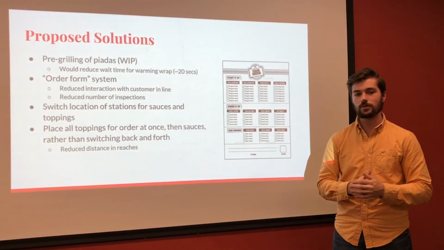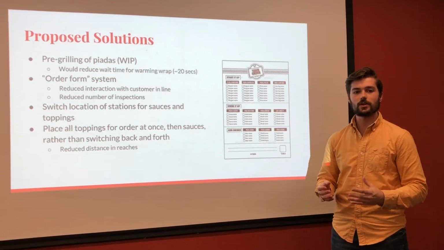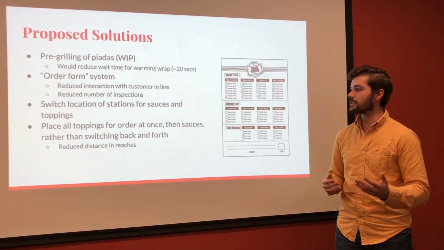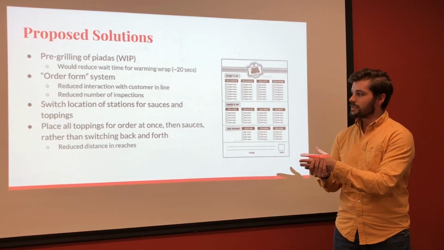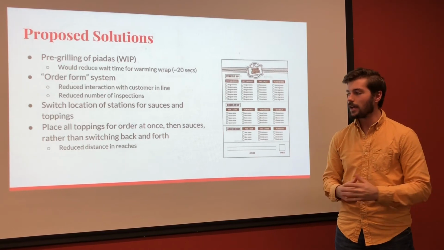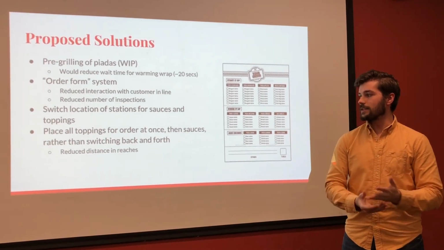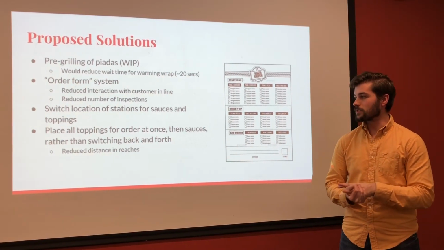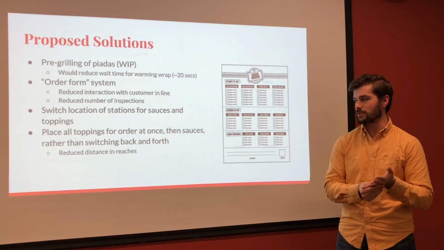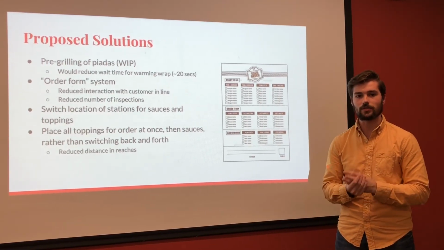Another proposed solution was to switch the locations for the sauces and the toppings. Like Chris was saying earlier, we saw a lot of back and forth between these 2 stations, but we did notice that if we did switch these 2 stations, that we could see a little bit better flow through them, and potentially some better product. The last proposed solution we made was to place all the toppings for the order at once and then the sauces, rather than switching back and forth. And this is really just to reduce that distance that we saw throughout the reaches.